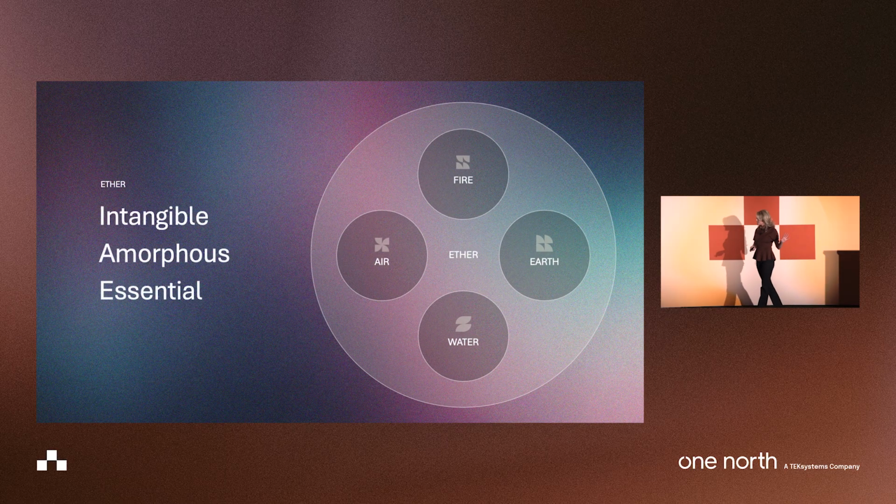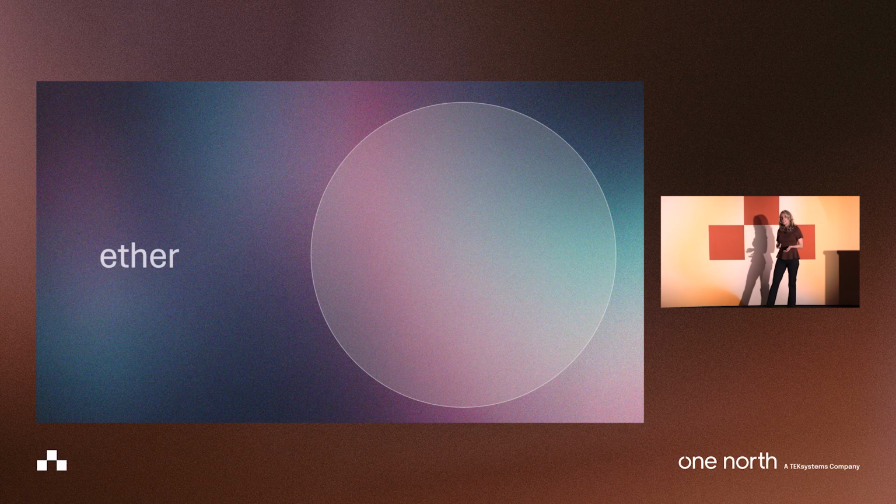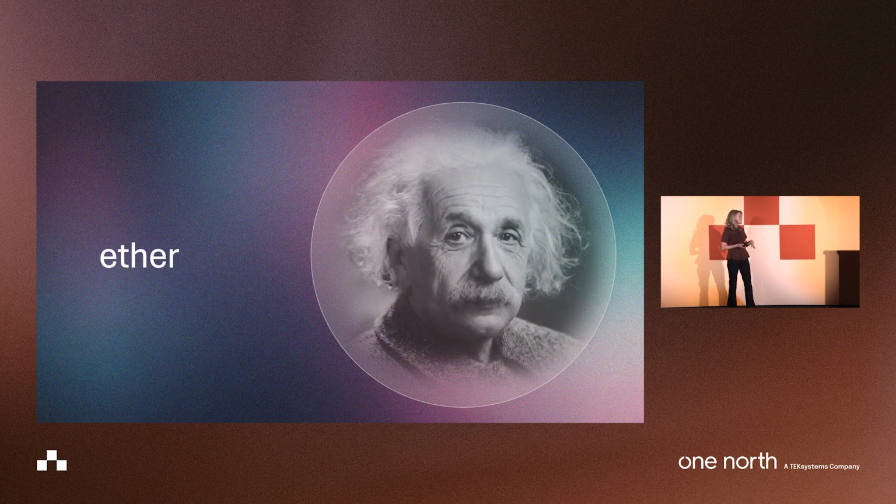Ether has almost the opposite characteristics. Whereas the four main elements are tangible, ether is intangible. It has no shape, it's amorphous, yet it's essential for harmony and function. For much of the 19th century, ether was the accepted prevailing scientific theory. It's ultimately disproven by the Michelson-Morley experiments, and the concept is eventually replaced by Einstein's concept of space-time, which emerges from his theory of relativity.